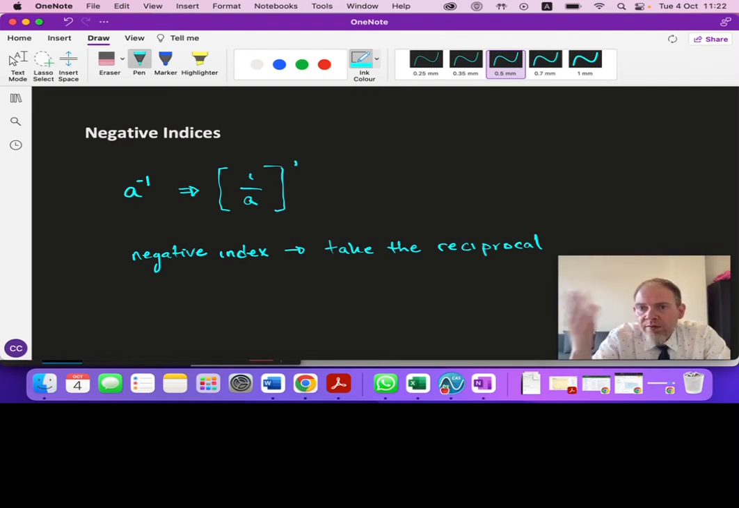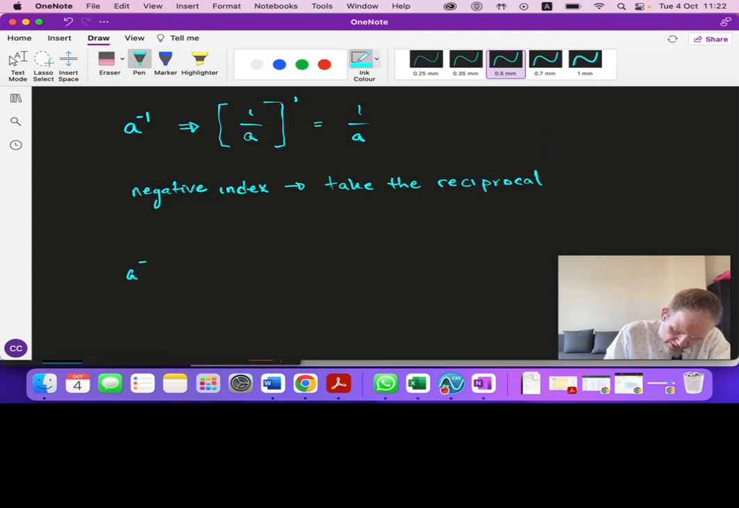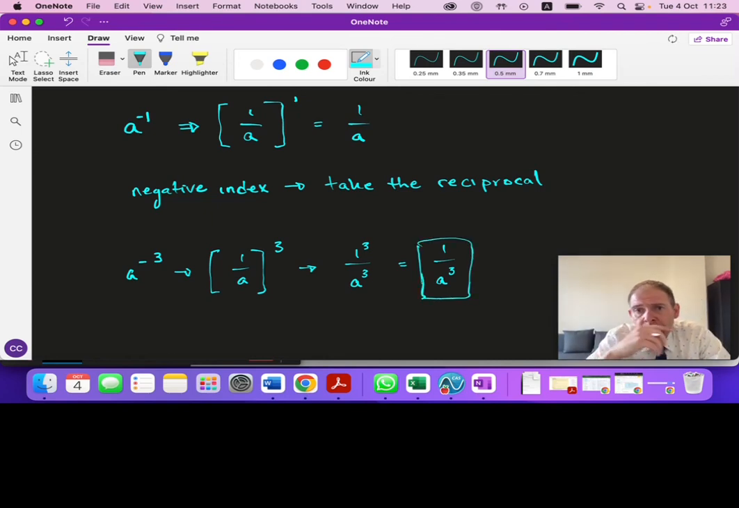And then I have to still deal with whatever that index is. And the index in this case is 1. So what this in fact turns into is 1 over a. So what that really looks like a lot of times is we end up with dealing with things like, let's do a to the negative 3 power. Well, the negative tells me flip the fraction. So that would turn into 1 over a, but then I still have to deal with the fact that I'm raising it to the 3rd power. So that would turn into 1 cubed over a cubed, and 1 cubed is 1. So my final answer is going to be 1 over a cubed. Bing, bang, boom, we got it.